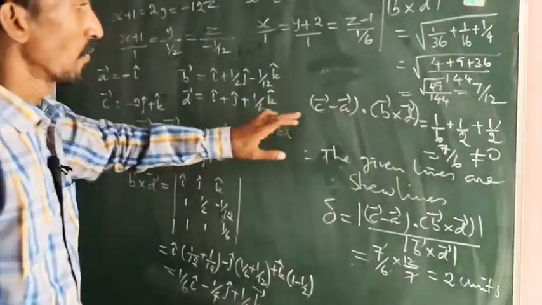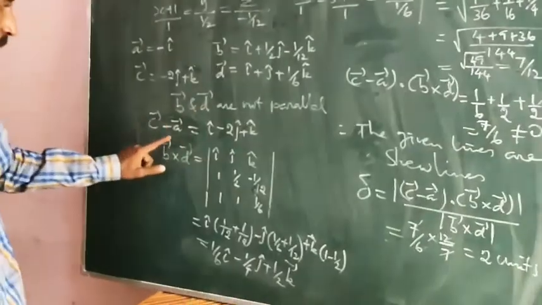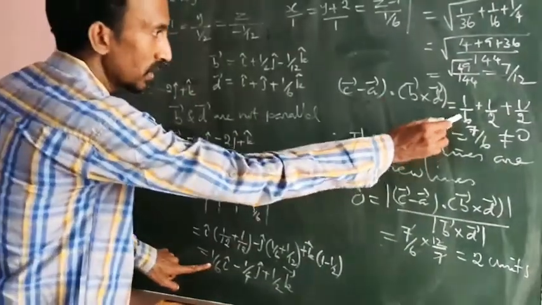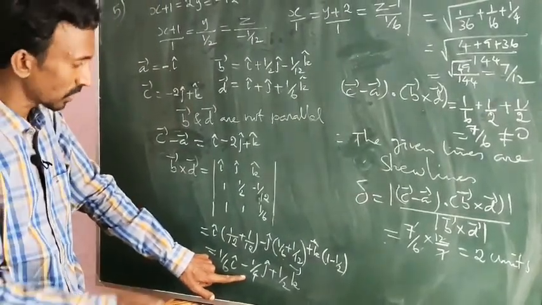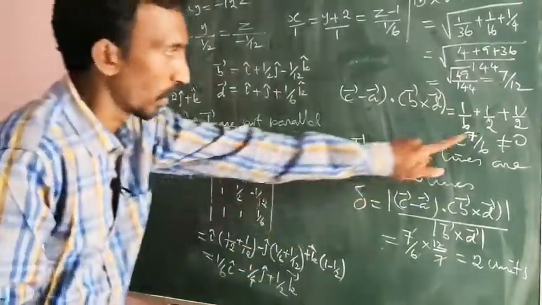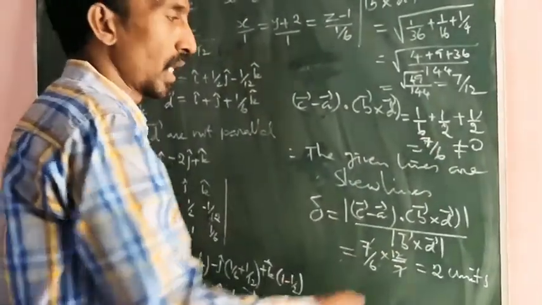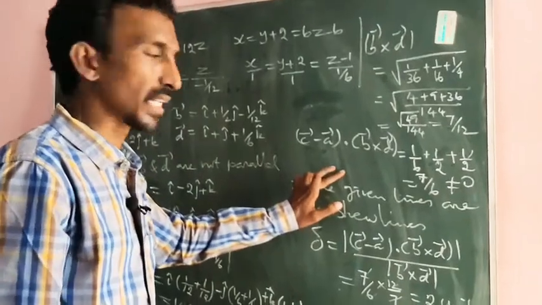Next step, find out the dot product of C minus A and B cross D. Look at here, C minus A. So 1 into 1 by 6, 1 by 6, minus 2 into minus 1 by 4 plus 2 by 4, that is 1 by 2. 1 into 1 by 2, 1 by 2. Take the LCM, we are getting 7 by 6, which is not equal to 0, neither parallel nor intersecting.